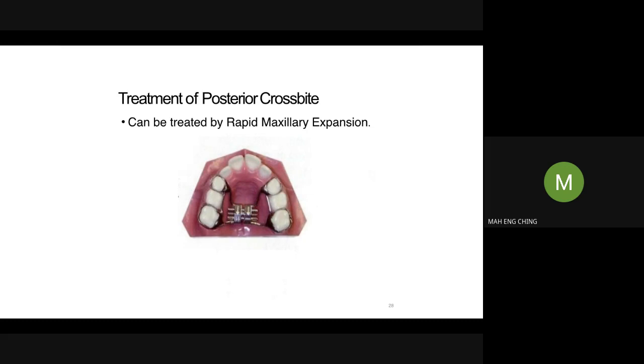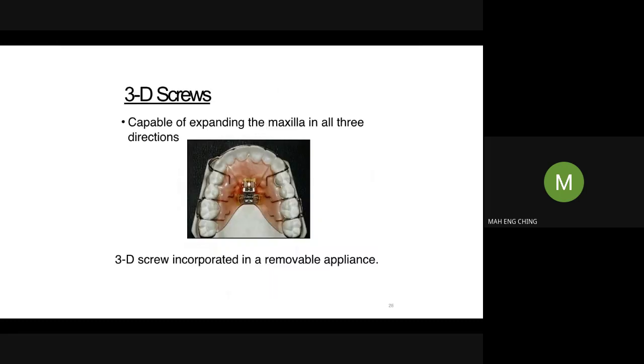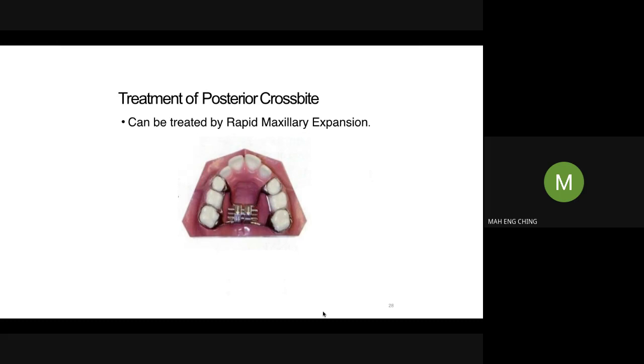So the posterior crossbite can be treated by rapid maxillary expansion. Just now we talked about this expander being removable. Then we can have a second option, which is a fixed expander. So rapid, as the name says, rapid maxillary expansion, means to expand the jaw at a fast rate.